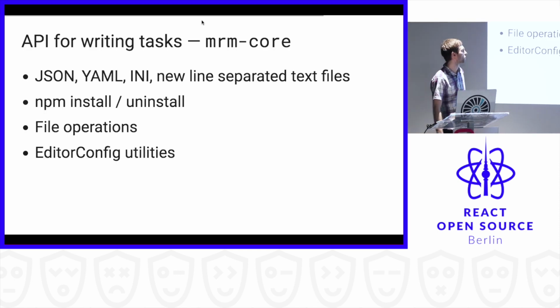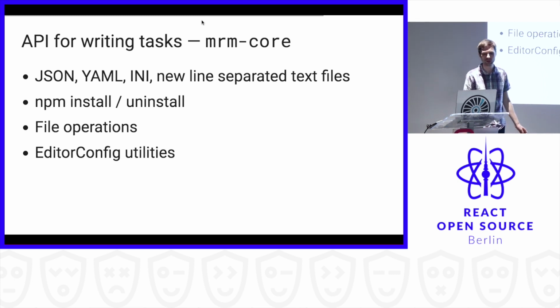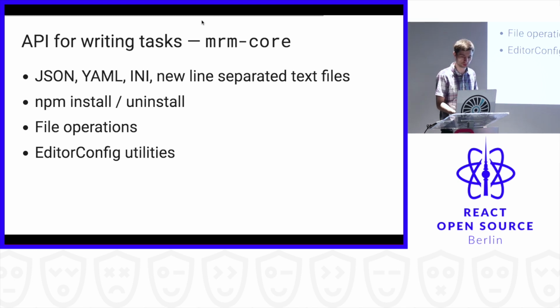There is a special library, MRM Core, that contains APIs to work with the most popular configuration files like JSON, YAML, INI, or line-separated text files. I don't know if there is a name for such things. It's like .gitignore, where you have many, many lines. I call them line-separated text files because I couldn't find any common name. There are APIs to install and uninstall dependencies, APIs to work with files like create folders, copy files, stuff like that. Also APIs to work with EditorConfig. For example, you can ask what style a particular file has, and it will try to read your EditorConfig configuration and tell you.